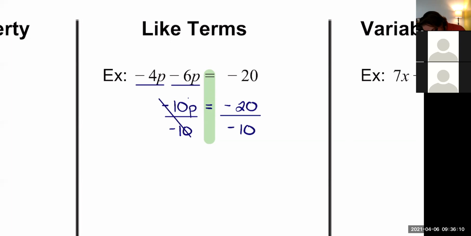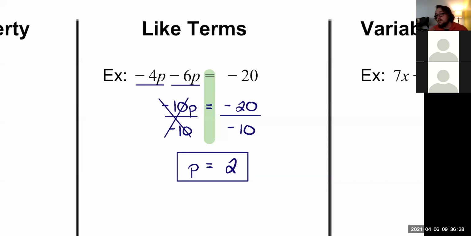So the -10 divided by -10 becomes a +1, which we love to hide. Drop my equal sign. -20 divided by -10 gives me a +2. Did you have just the wrong sign? I think yeah, because I have 2 as the answer and I got 10.